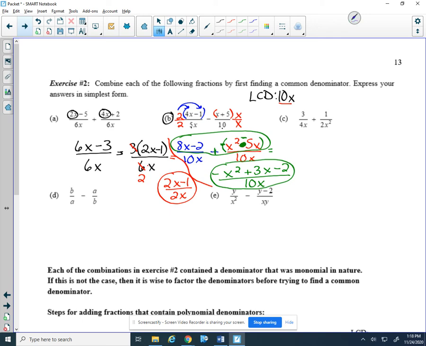For letter C, my LCD for the number part is 4. For the variables, the highest power is x squared. My first fraction is missing an x, and my second fraction is missing a 2 to get to that 4x squared. So when we multiply this out, I get 3x over 4x squared plus 2 over 4x squared. So when I combine these two fractions together, add our numerators, and keep our common denominator. Moving down to the last two, letter D.